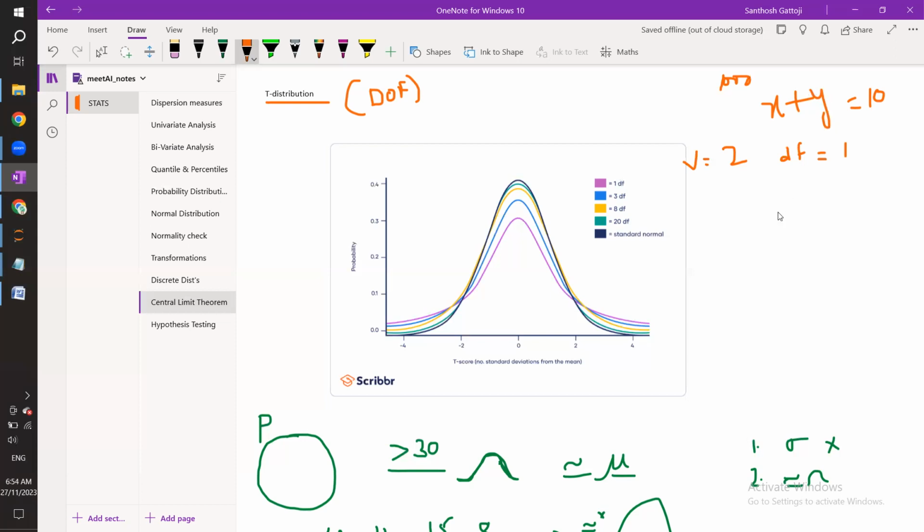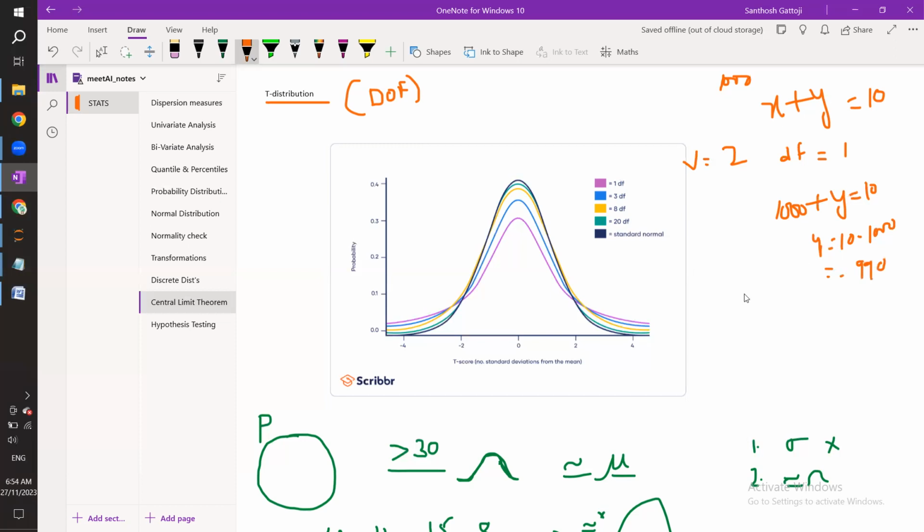Agree? Because once you fix 1000 for x, obviously y doesn't have any option other than y equal to 10 minus 1000. Getting? Minus 990. So now there is no freedom of y.